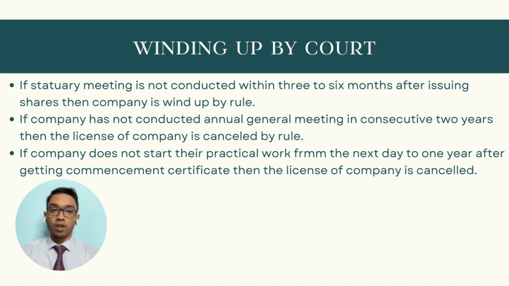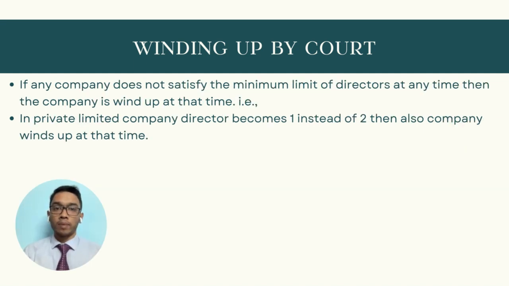If a statutory meeting is not conducted in 3 to 6 months after issuing shares, then the company is wound up by rule. If a company has not conducted an annual general meeting in 2 consecutive years, then the license of the company is cancelled by rule. If a company doesn't start its practical work from the next day to 1 year after getting the commencement certificate, then the license of the company is cancelled. If any company does not satisfy the minimum limit of directors at any time, then the company is wound up at that time.